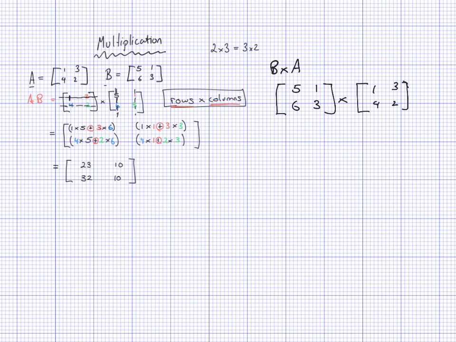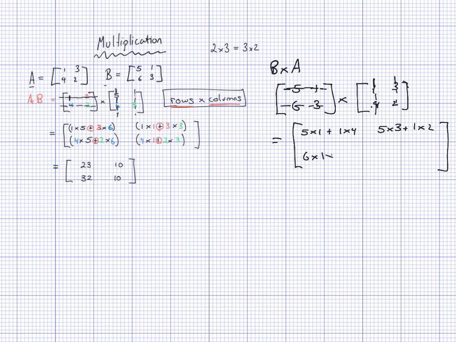All right. Now I'm going to lay out my answer matrix. I'm going to make it quite large. And I'm going to go, so first row by first column. So 5 times 1 plus 1 times 4. So that's 5 times 1, 1 times 4. Then I'm going to go first row, second column, which is 5 times 3 plus 1 times 2. Then I'm going to go second row, first column, so that's 6 times 4 plus 3 times 4. Oops, sorry, 6 times 1.